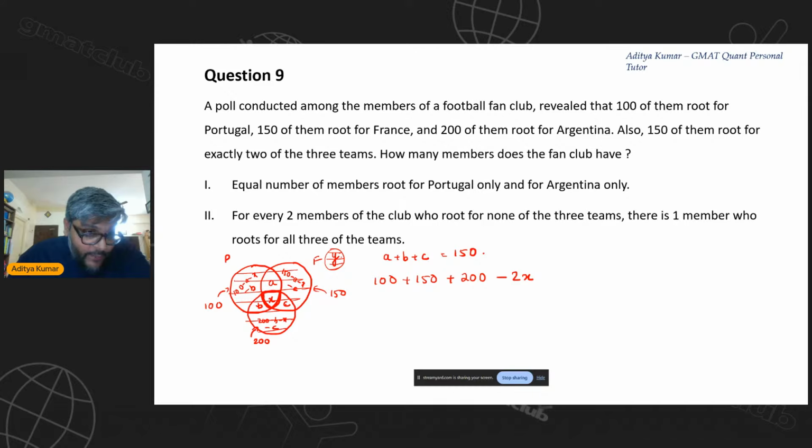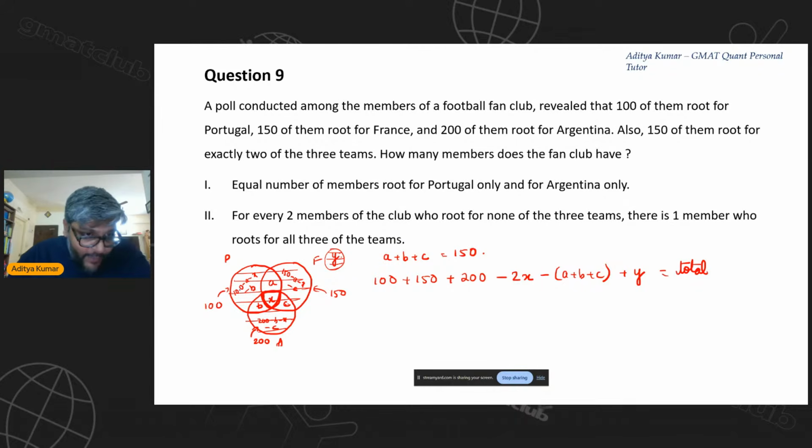And these regions of A, B, and C, I've considered them twice. I've considered A with Portugal and France. I've considered B with Portugal and Argentina. I've considered C with France and Argentina. So I've considered them twice. I've double counted it. So I'm going to remove one time the count, plus what is outside. That should be equal to my overall total.